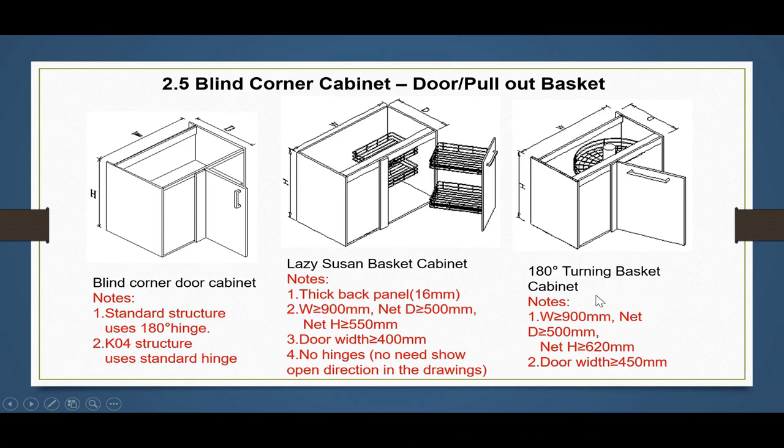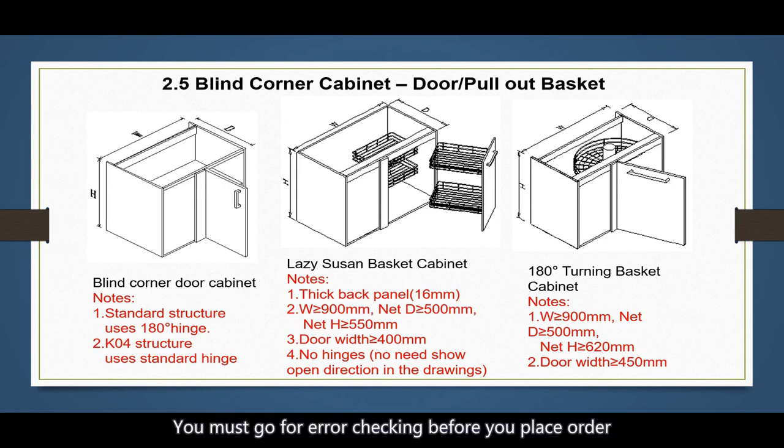In the old days, we needed to worry about this a lot, but with the new 3D home software, we are not going to worry about this too much. If it's not allowed by our factories, the software will tell you, hey, there's an error here. We need error checking. You must go through the error checking before you place orders. So you can easily find out all our dimension requirements.